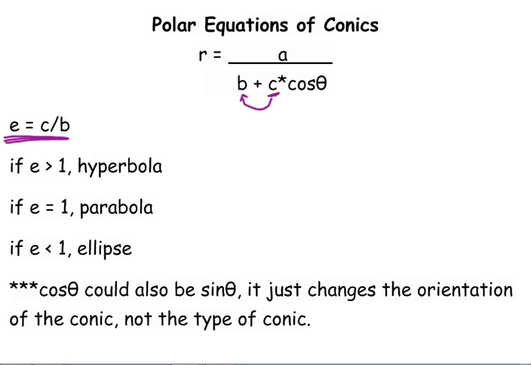If it's equal to 1, it's a parabola. If it's less than 1, it's an ellipse. I'm going to be honest, I haven't really come up with a good way to remember the parabola versus the ellipse.